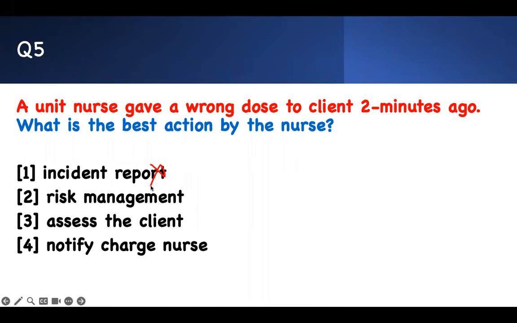It may be overdose. Risk management, the patient got the wrong dose. It may be overdose. Assess the client, yes. See the effect of the drug on the client. Notify the charge nurse? The patient is in the room dying from the overdose. Go and assess them first before you start doing all these other things. It does not matter.